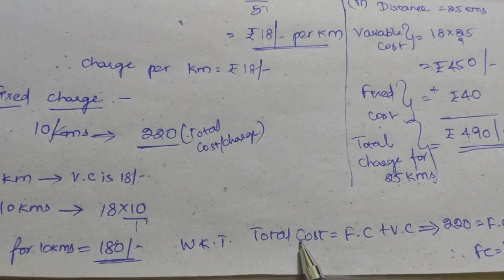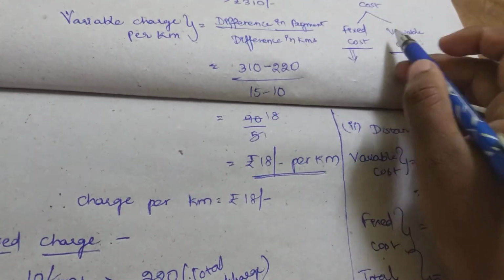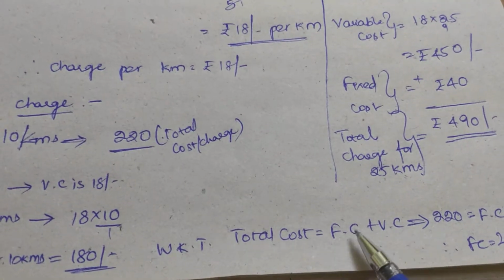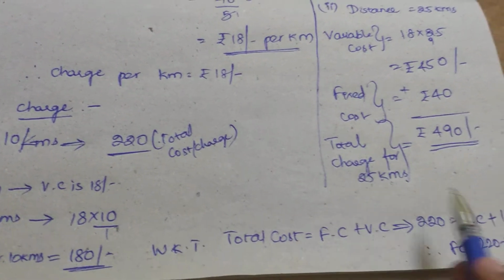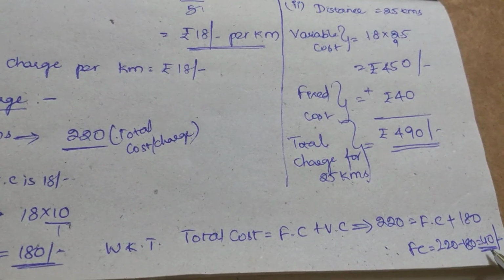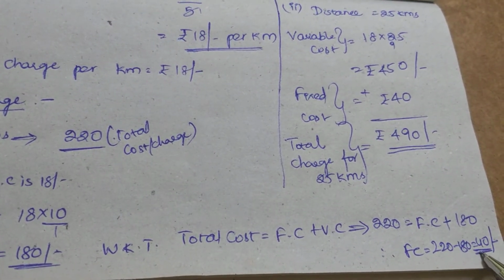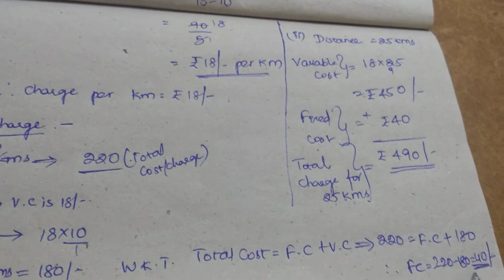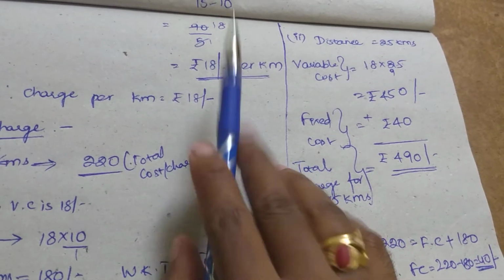So we know that total cost equals fixed cost plus variable cost. The same I have applied. Variable cost we got as 180 rupees. Fixed cost we don't know. By simplifying, we find out the fixed cost. Fixed cost is 40 rupees. So for the first answer, fixed cost is 40 rupees and charge per kilometer is 18 rupees.